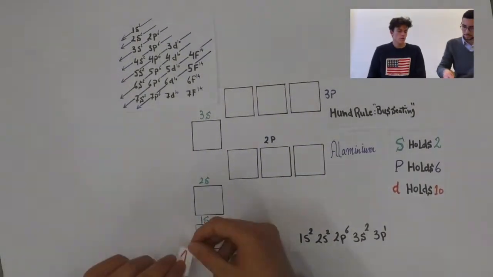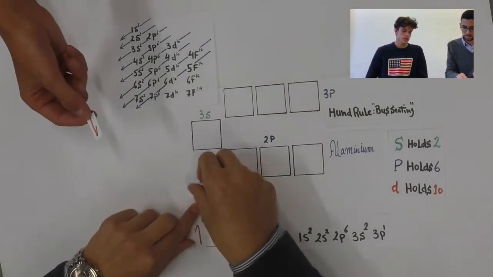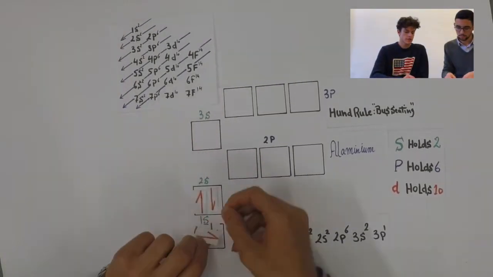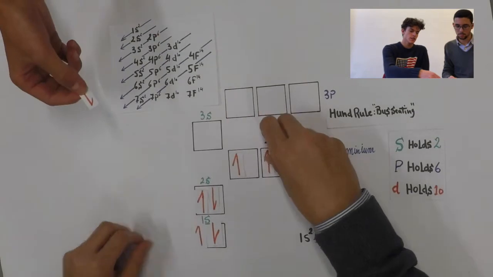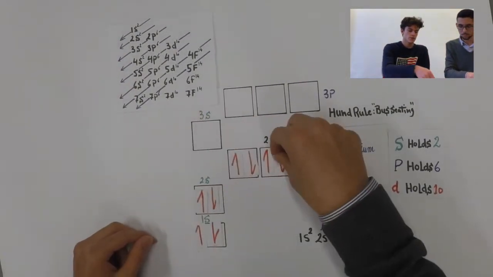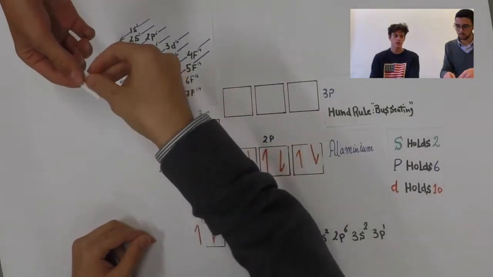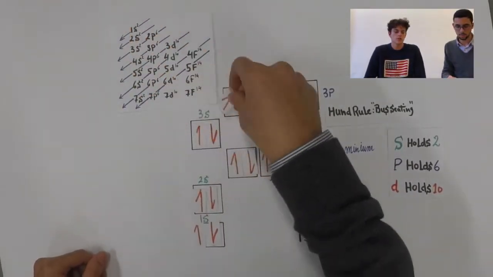So to start off, we have the 1s2. As you can see, there's 2 electrons there. The 2s2 holds 2 electrons. Then the 2p holds 6 electrons. And as you can see, it goes from one box to the next box to the next box, and then it doubles up. The 3s holds 2 electrons, and the 3p holds 1 electron, as there's only 13 total electrons in aluminum.